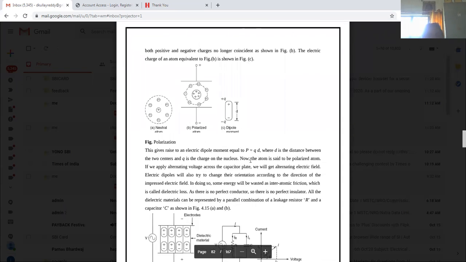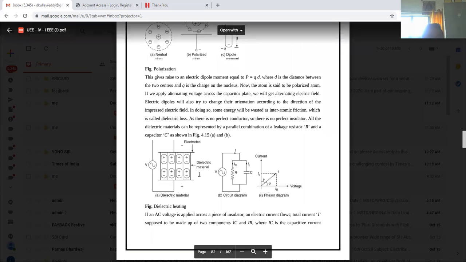Based on this, there is the concept of dipole moment from electromagnetic field theory. The dipole moment P is equal to Q into D, where D is the distance between the plates and Q is the charge. As the distance between them changes, the dipole moment value changes. When the electric dipole moment rises, electrical energy is transferred by the dielectric material to some other charged particle, producing heat.